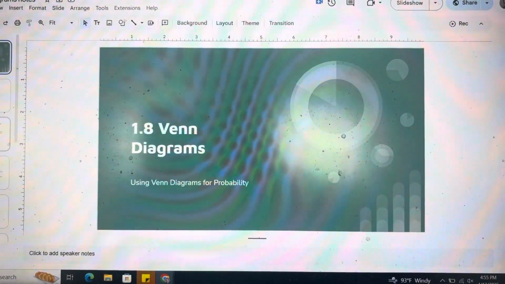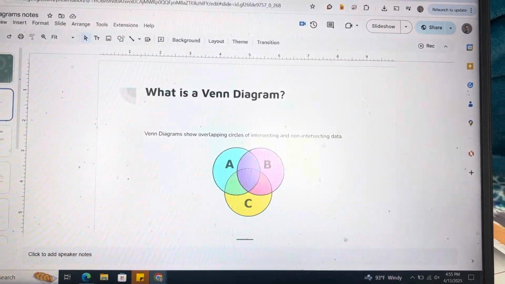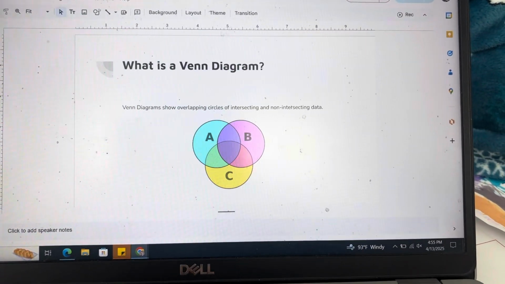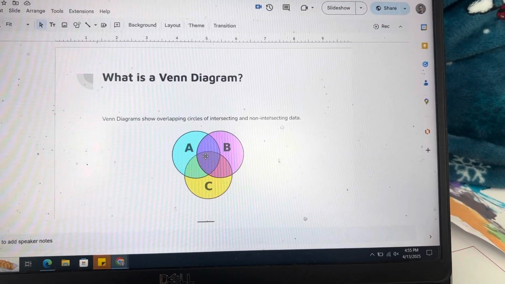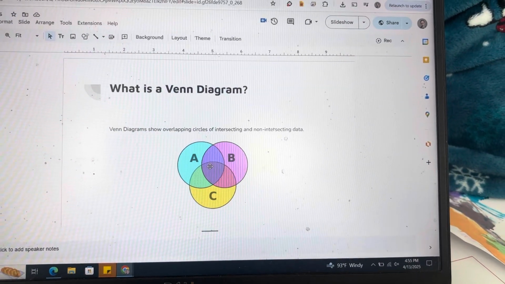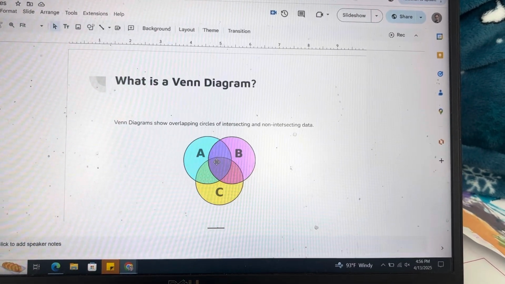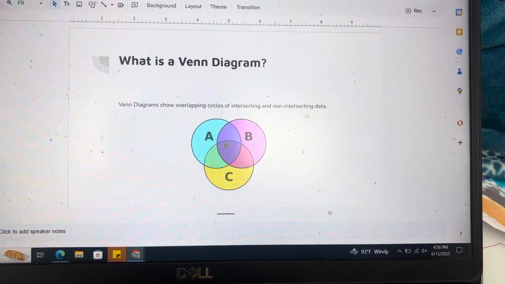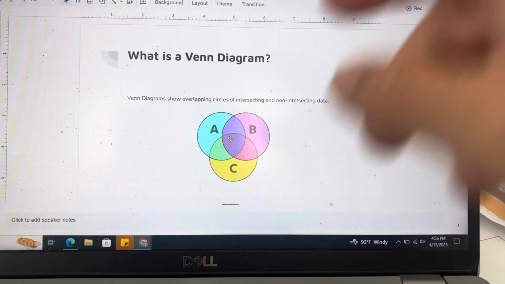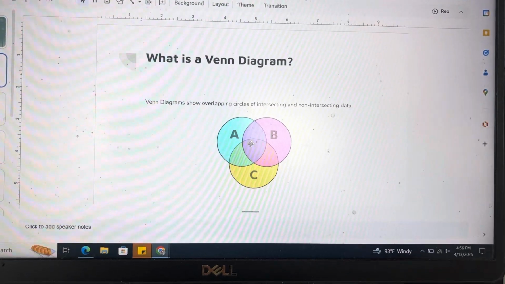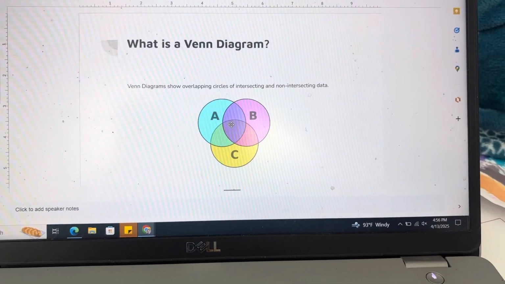I'm going to take you through this 1.8 Venn diagrams set of notes. So this is a set of Venn diagrams. I'm sure you've used them in English class for comparing and contrasting a couple of different things. We are going to use them for probability, and it's going to be interesting things like these people in circle A play basketball, and these people in circle B play baseball, and where they overlap is people that do both things.